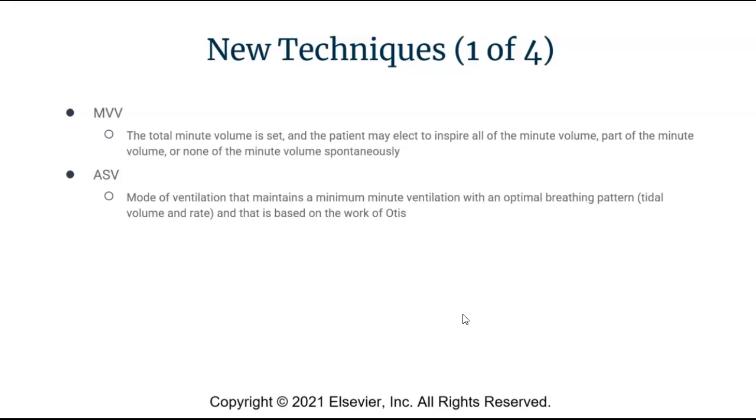ASV is adaptive support ventilation. This is again a newer mode of ventilation that maintains minimum minute ventilation with an optimal breathing pattern. So we're looking at adequate tidal volumes and adequate respiratory rates. So it automatically adjusts inspiratory pressure and the ventilator breath rate to achieve that target minute ventilation.